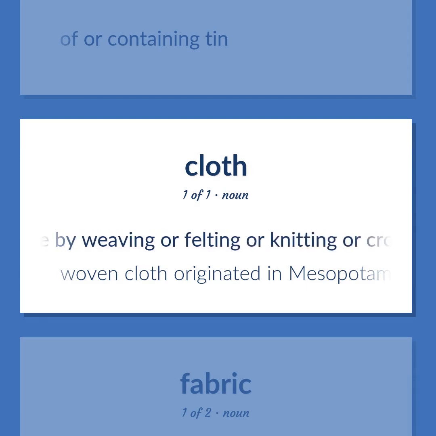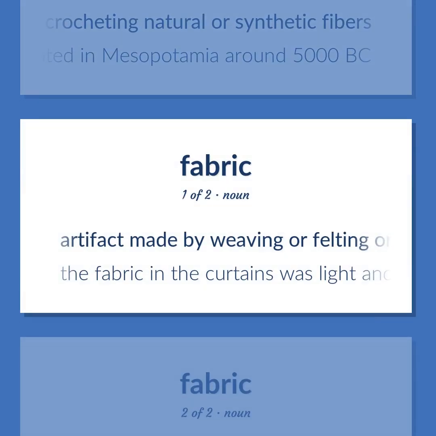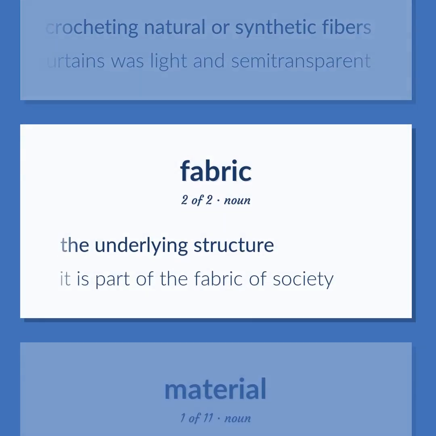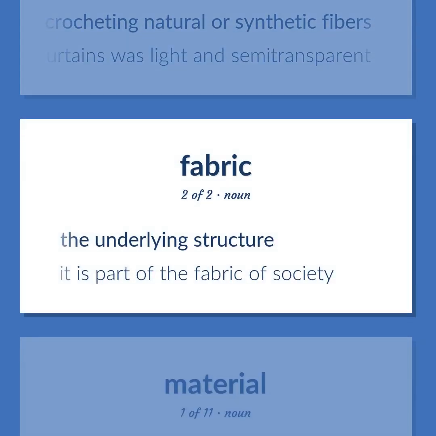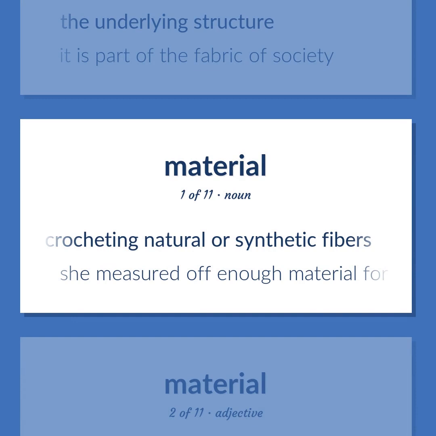Artifact made by weaving or felting or knitting or crocheting natural or synthetic fibers. Woven cloth originated in Mesopotamia around 5000 BC. The fabric in the curtains was light and semi-transparent. The underlying structure. It is part of the fabric of society. She measured off enough material for a dress.